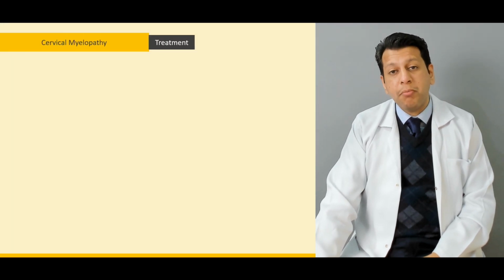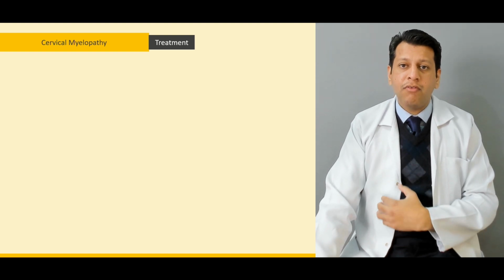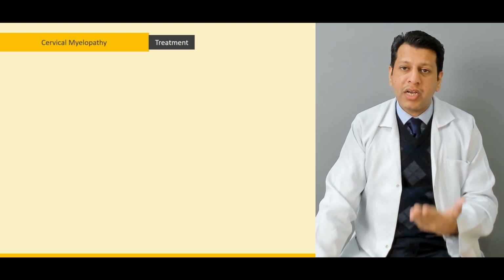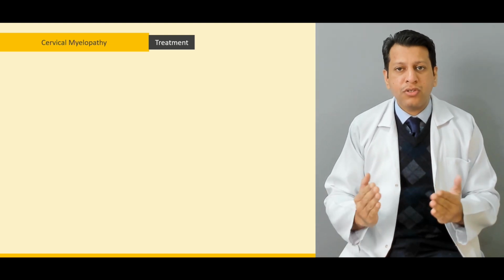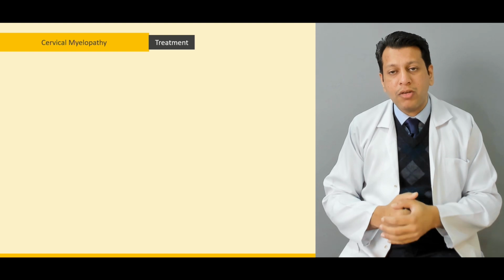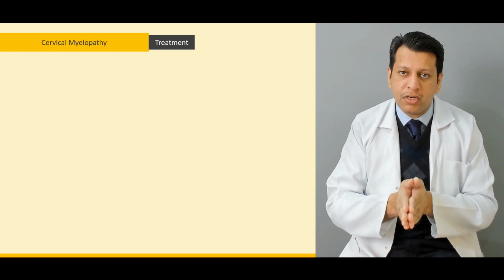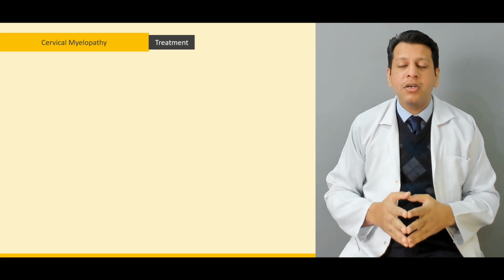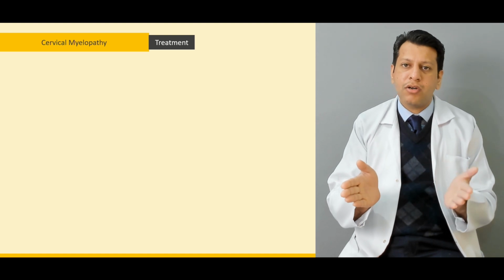So what is the treatment? Once we have taken the history and examination, we have almost formed the differentials, and after getting the x-rays, whether AP, lateral, oblique, flexion, or extension views, we get an MRI. Once we are done with the MRI, we show that it is cervical myelopathy. Then what is the treatment? The treatment is broadly divided into two types, whether it is non-operative or operative.